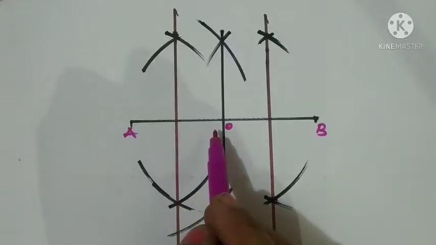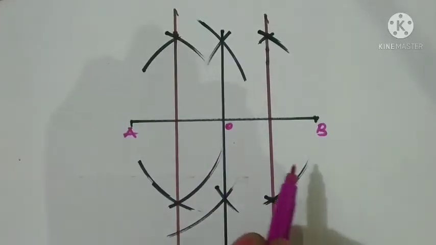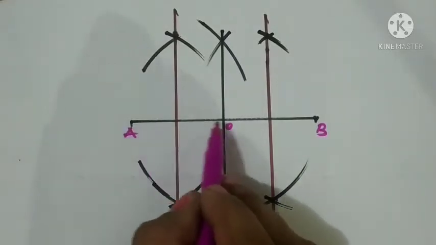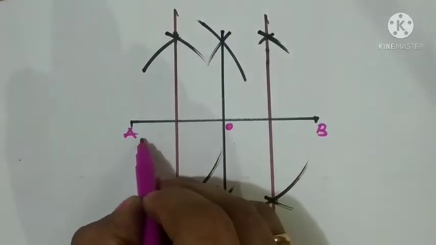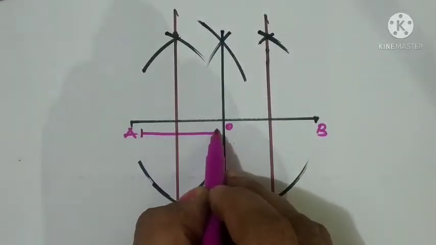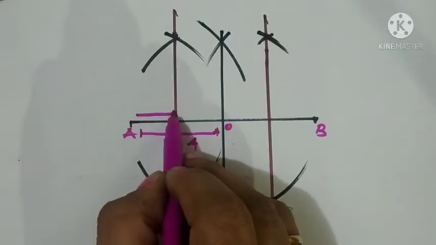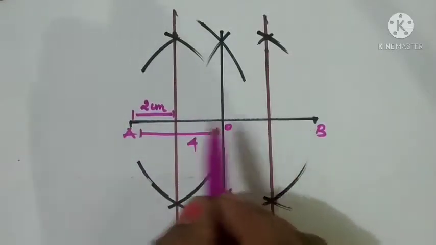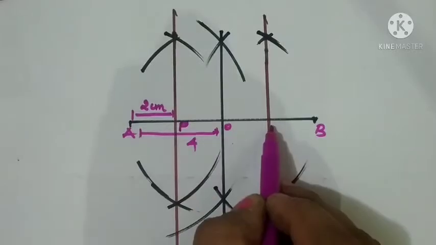So AO equals 4 centimeter and OB equals 4 centimeter. So the total length is 8 only. Again AO is bisected. First it was 8 centimeter, now the distance of AO is 4. Again bisecting, the distance here will be 2 centimeter. So for 1/4 of PQ, here we need another 2 points, P and Q.